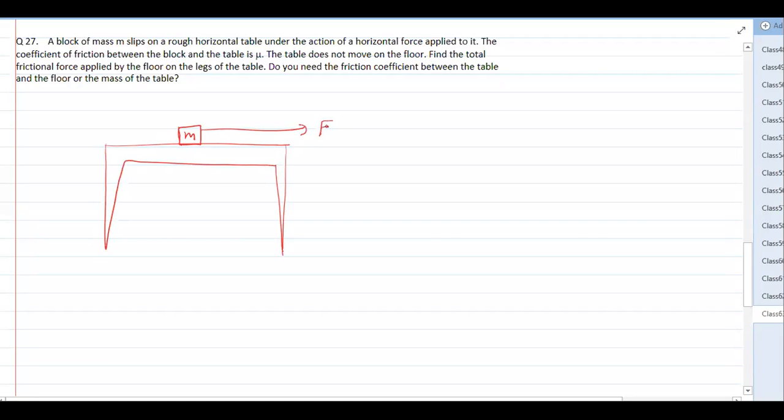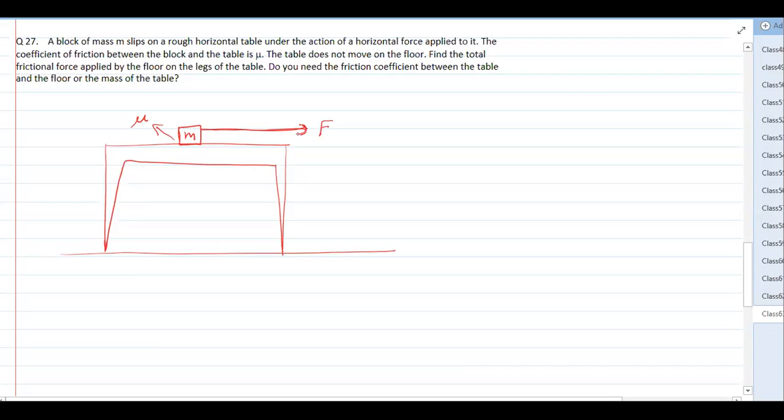The coefficient of friction between the block and the table is mu. So here the coefficient is mu. The table does not move on the floor. So the table is stationary on the ground. Find the total frictional force applied by the floor on the edges of the table. Do you need the friction coefficient between the table and the floor or the mass of the table for this purpose? Okay, so see what is happening in this case.